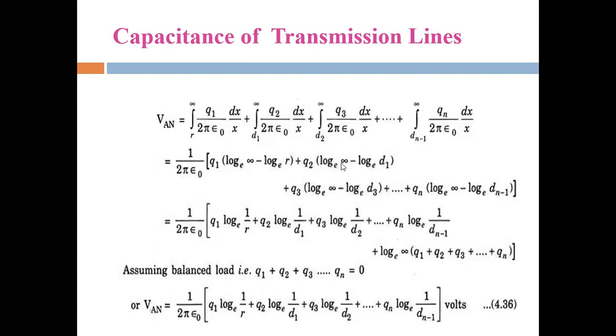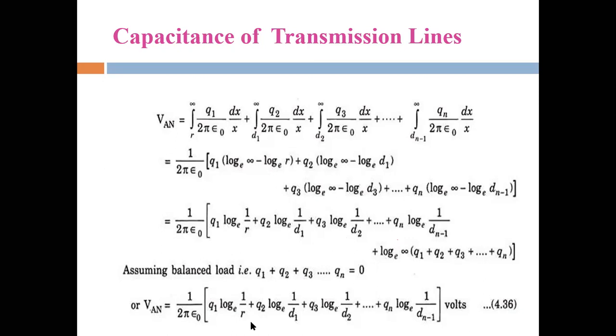After simplifying this equation, we obtain 1 by 2 pi epsilon naught [q1 log e 1 by R, q2 log e 1 by d1, q3 log e 1 by d2 plus and so on, qn log e 1 by dn minus 1, plus log e infinity times (q1, q2, q3 plus and so on qn)]. We take the log e infinity common, then substitute assuming balanced conditions, q1 plus q2 plus q3 and so on plus qn is equal to 0. Therefore the log e infinity term vanishes.